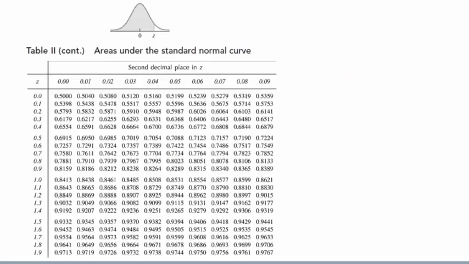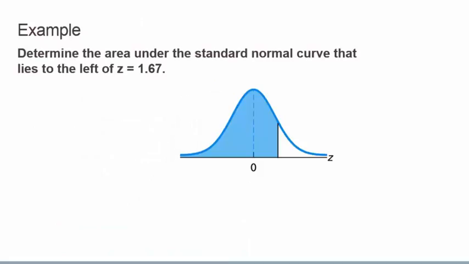On the normal distribution table, along the side we have our z-scores. So we have 1.6. So this is the row that we are looking at. At the top we have the second decimal place for z. So since it was 1.67, we are looking for the column 0.07. Our table always gives us the area to the left of z. Where the column and the row intersect is at 0.9525. That means A equals 0.9525.